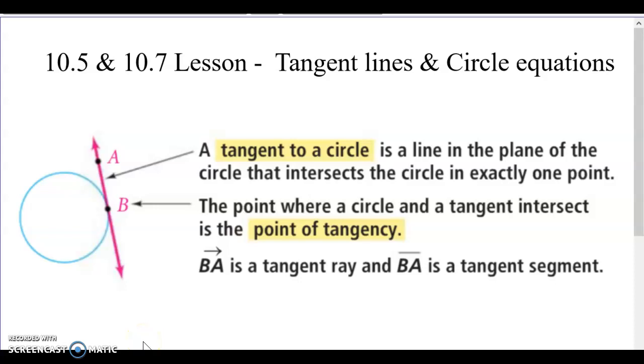Right, here we go. This is our last lesson for the year. So in this section, we're learning about tangent lines.